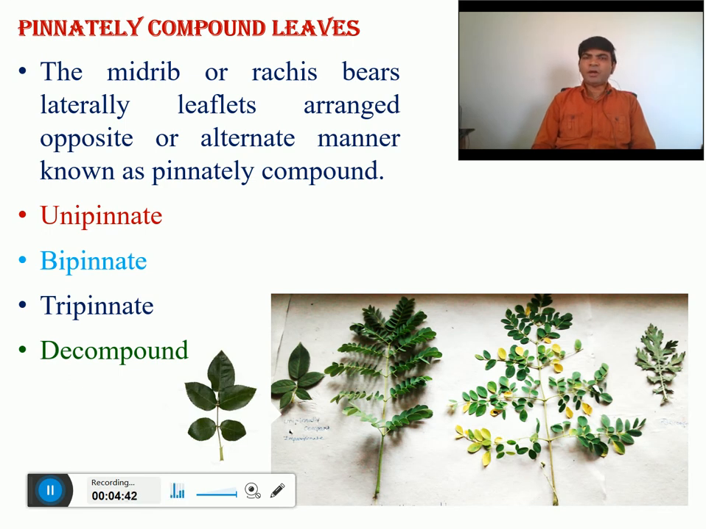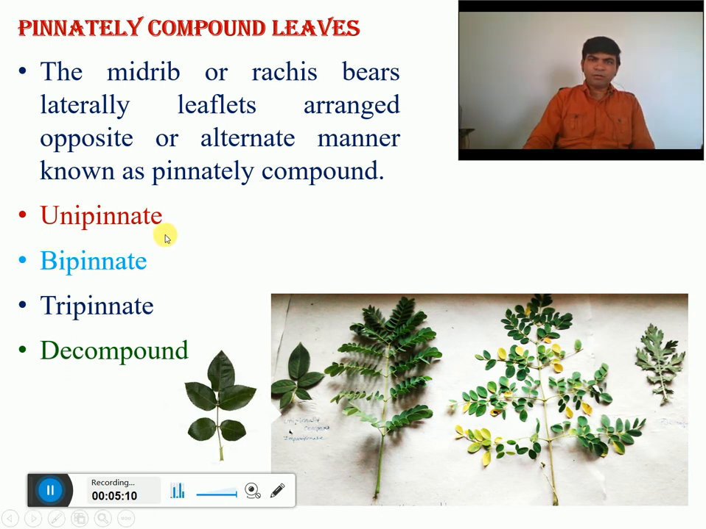Now here the number of leaflets are arranged in an opposite or alternate manner. Now here there is a formation of a number of leaflets and these leaflets are arranged in an opposite or alternate manner. So on the basis of the number of leaflets which are formed and on which rachis those leaflets are formed, there are again different types of the pinnately compound leaf.